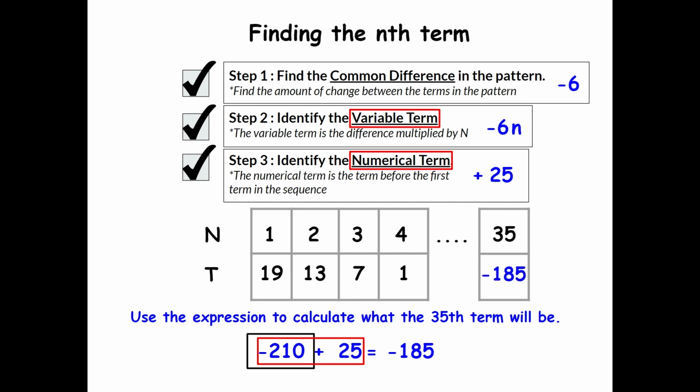So this is how you find the expression for the nth term in an increasing and decreasing arithmetic sequence.